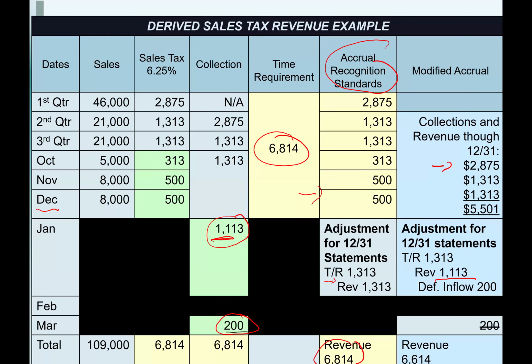When you look at the 200, since that fell outside of the 60 days, we don't have to worry about eligibility for derived revenue like a sales tax. We do need to worry about time. And since it went outside the 60 days, it is a deferred inflow.